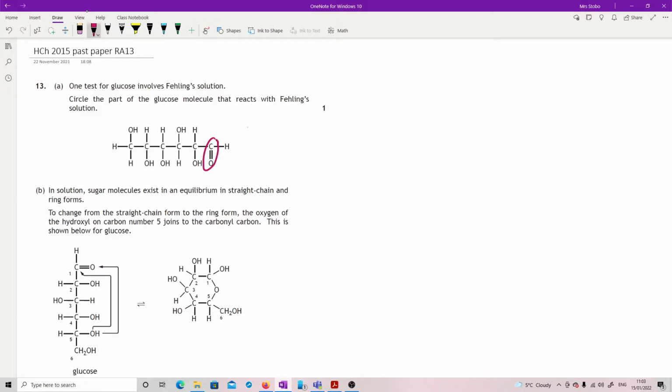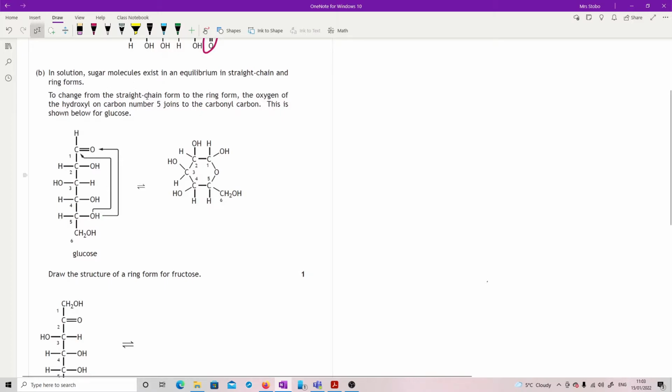C double bond O. In solution, sugar molecules exist in an equilibrium in straight chain and ring forms. To change from the straight chain to the ring, the oxygen of the hydroxyl on carbon 5 joins to the carbonyl carbon. This is shown below for glucose. Okay.